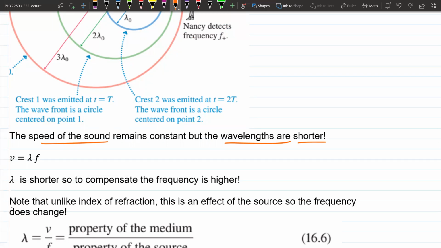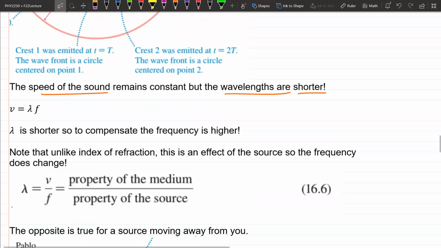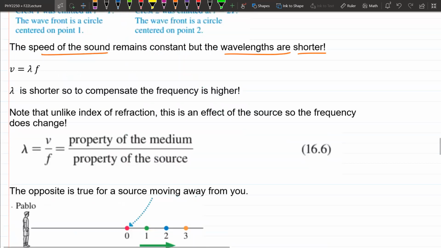If I'm approaching you, the wavelength gets shorter. If I'm moving away from you, the wavelength gets longer. This is known as the Doppler effect, and it applies not just to sound, but to all waves, including electromagnetic waves. This is an effect in astronomy where stars that are moving away from us get red shifted, and stars that are moving towards us get blue shifted.